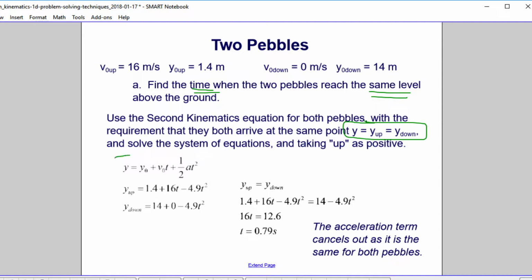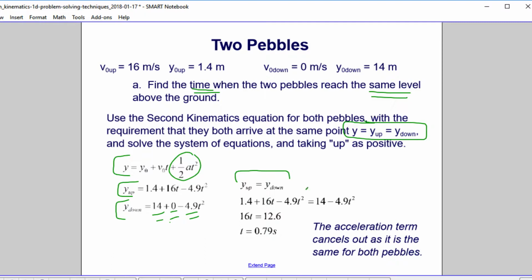So here's our general equation, the second kinematics. Here's the equation for throwing the pebble up in the air. We have an initial position of 1.4, an initial velocity of 16, and then we have acceleration from gravity, which is going to be half at squared, this term right here. So that's a negative 4.9 t squared. The pebble that we're dropping down has an initial height of 14, no initial velocity, and again, here's the acceleration term. We set those terms equal to each other because we want them to meet at the same place.